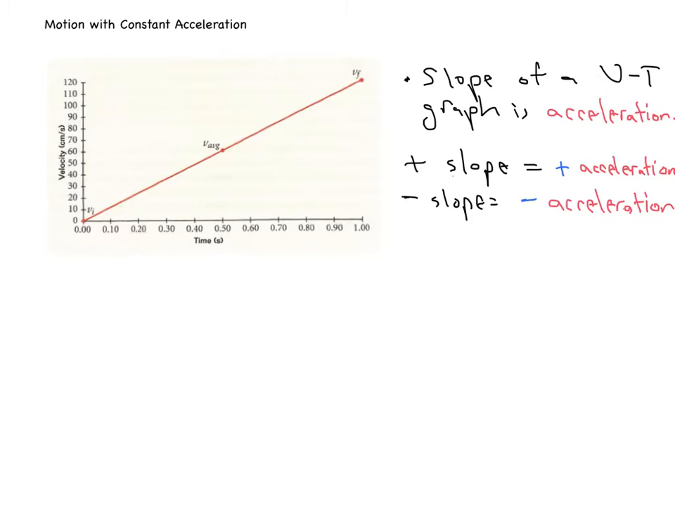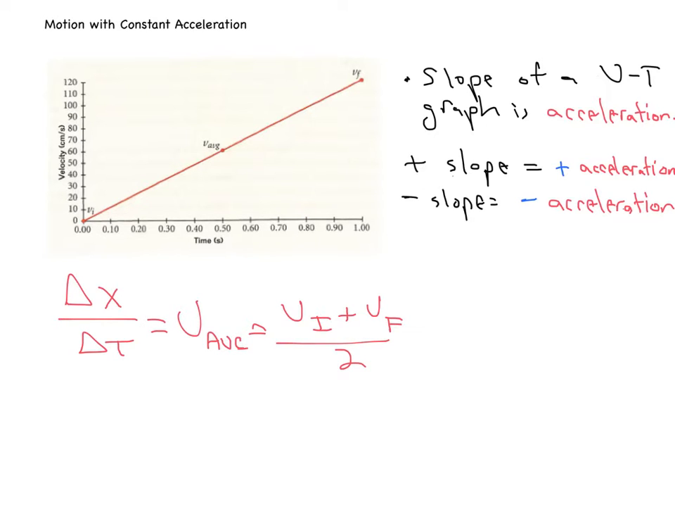So that leads to a new equation. And the equation looks like this. If you remember, delta x over delta t is equal to the average velocity for an object, which is equal to vi plus vf divided by 2. So in other words, this means if you start at 0, you accelerate up to 100, say miles per hour, your average velocity is 50. 0 plus 100 divided by 2. Okay?